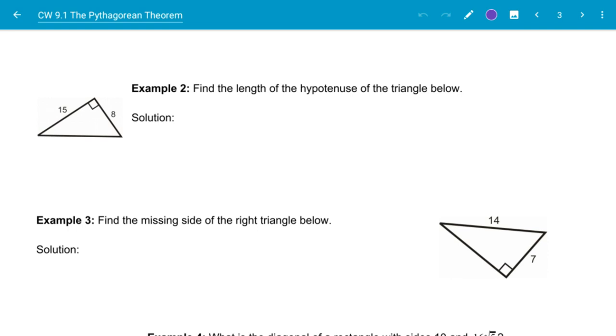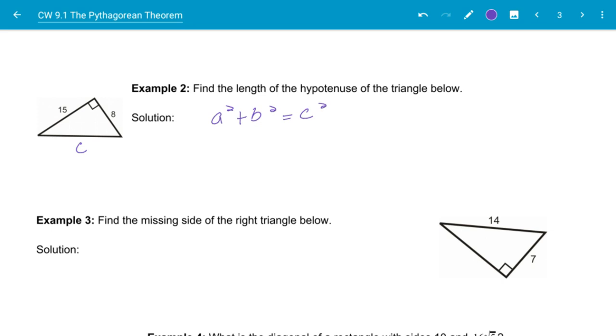Example two says, find the length of the hypotenuse of the triangle below, or actually to the side. So we're given the length of the two sides, and we need to find the length of the hypotenuse there. So we're going to use the Pythagorean theorem. Again, every time we use a theorem, we write it out. That helps us memorize it in our brain there. So a squared plus b squared is equal to c squared.